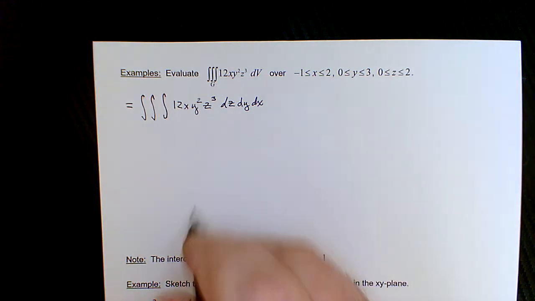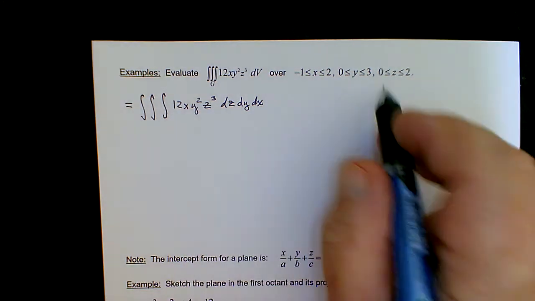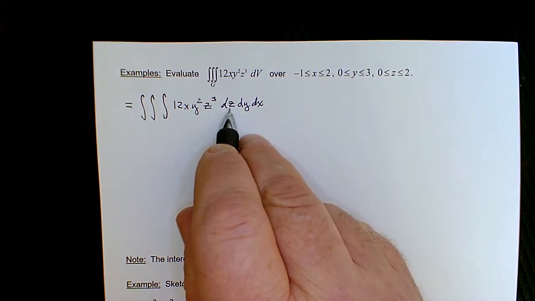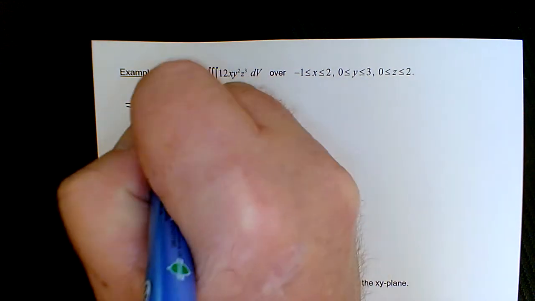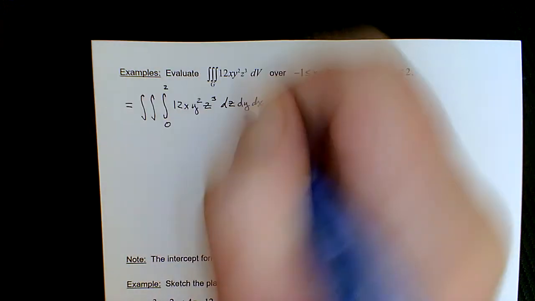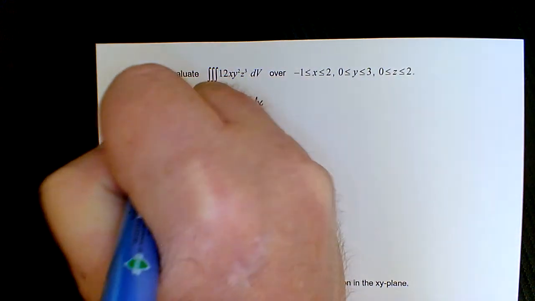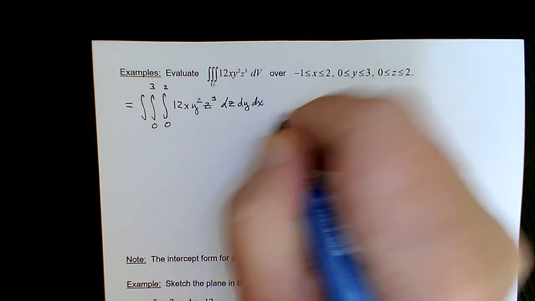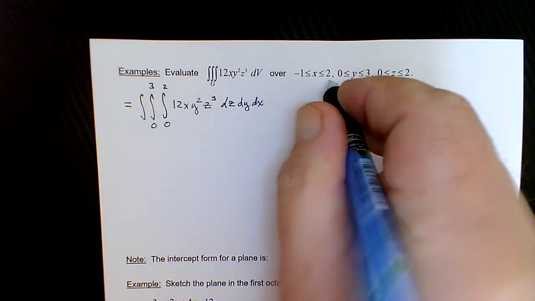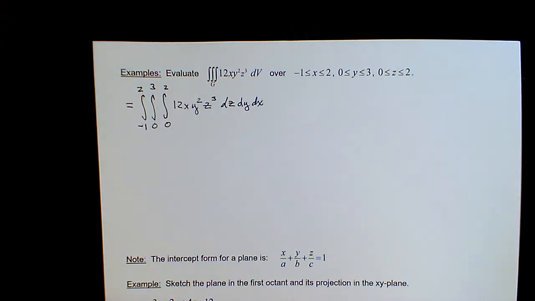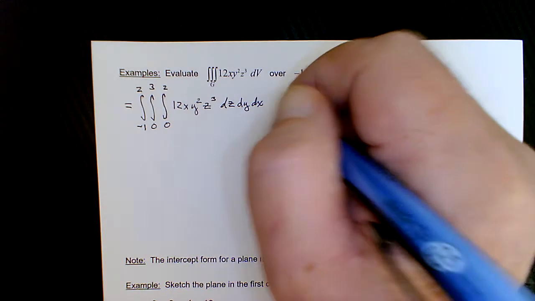Okay, now I'll fill in the limits of integration. So the inner limits are z, because dz is the first, so that's 0 to 2. Second limits are with respect to y, that's 0 to 3. And then finally the outer limits with respect to x, -1 to 2. Alright, so fairly simple in terms of setting up the integral, and now we just need to grind through the calculus.